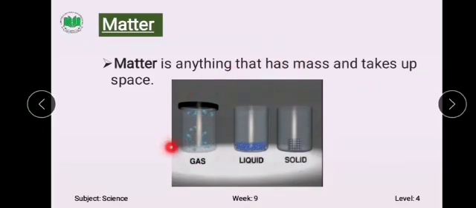Look here in this picture. You can see 3 states of matter: gas, liquid, and solid. In gas, you can see the particles are far apart from each other. They have got no definite shape and no definite volume. Whereas liquid has got a definite volume but no definite shape. On the other hand, solid has got a definite shape and a definite volume, and the particles are so closely packed.